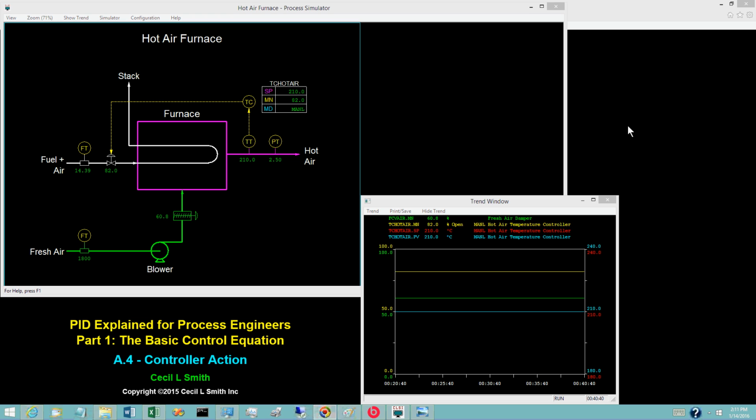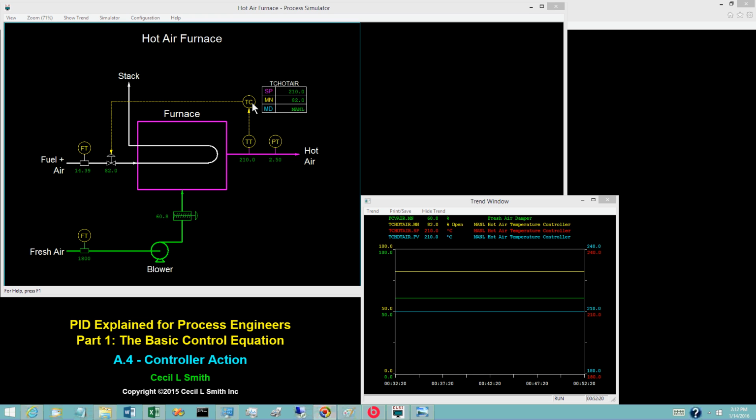The specification depends on the answer to the following question. On an increase in the PV, should the controller increase its output, or should the controller decrease its output? Note specifically that the definition of controller action is based on the PV, not the control error E. There is a reason. By defining action on the PV, the definition can also be applied to regulators.